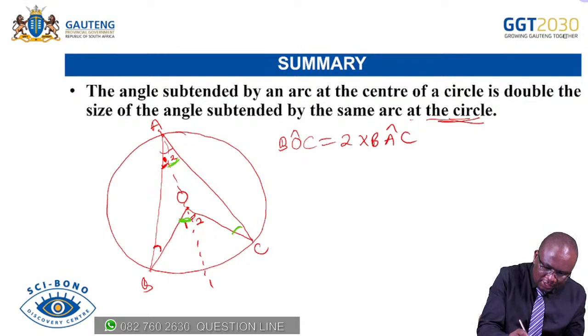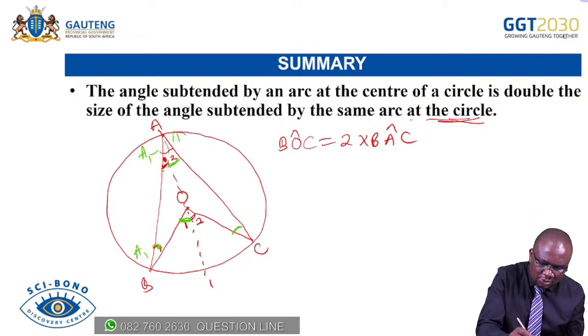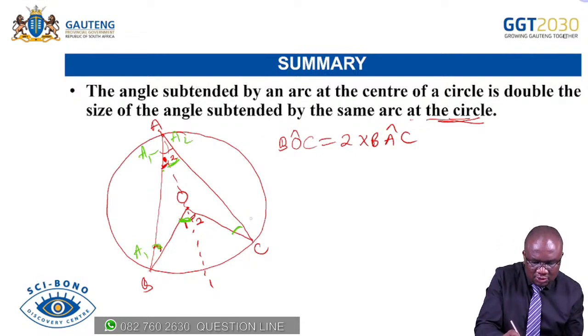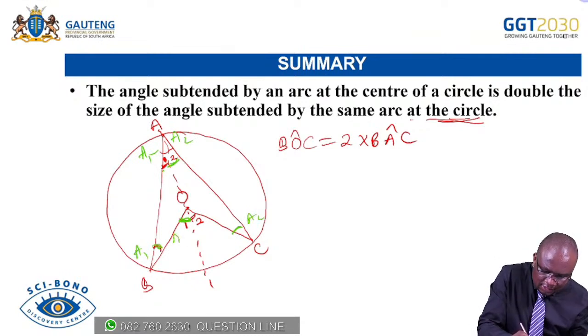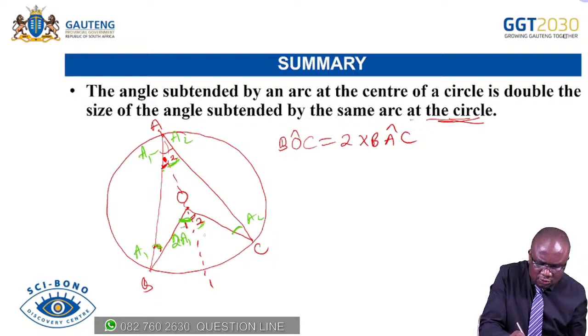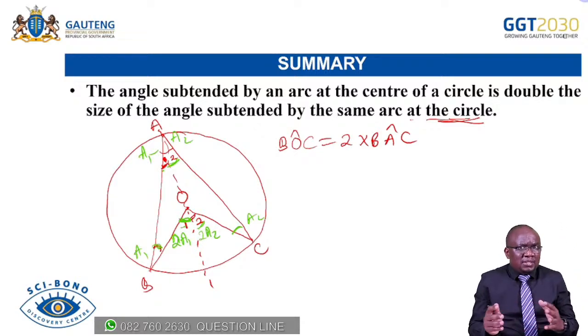If we look at this angle and this angle, this is A1. Let me also say this one is going to be A1 because these 2 angles are equal. This is A2. Let me call this one also A2, because they are equal. So this angle is going to be 2 times A1, and this one is going to be 2 times A2. I'm not doing the whole thing, but I'm giving you an idea.